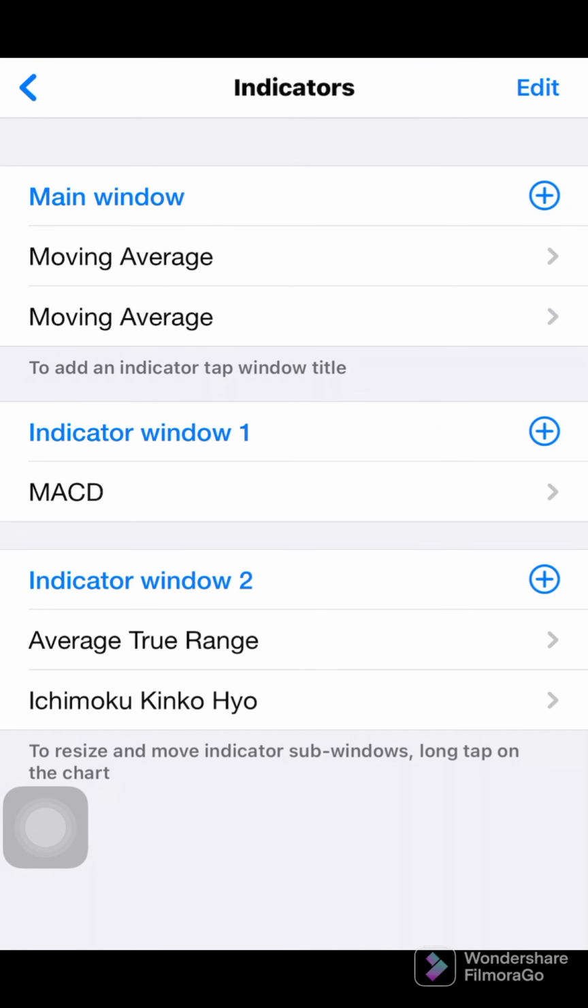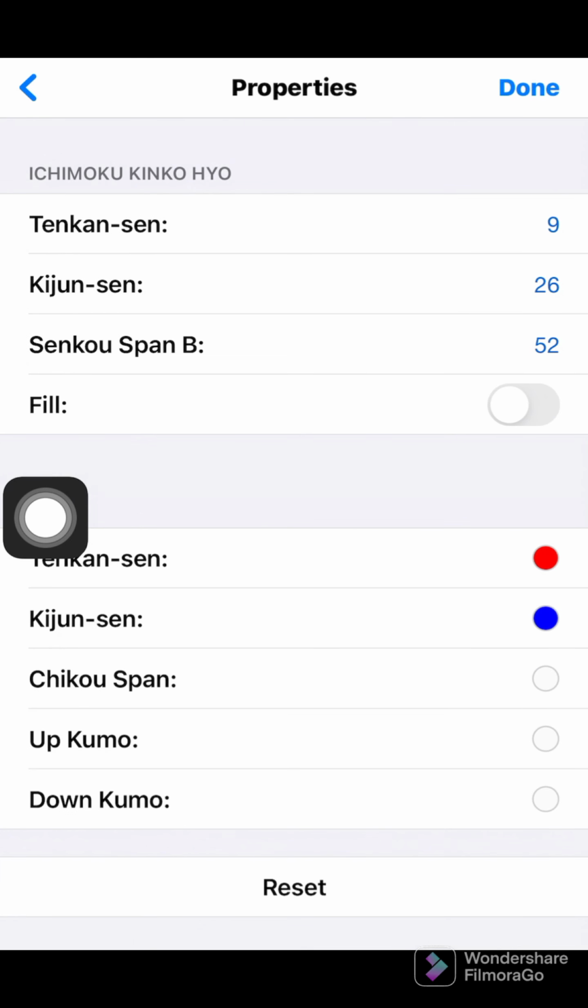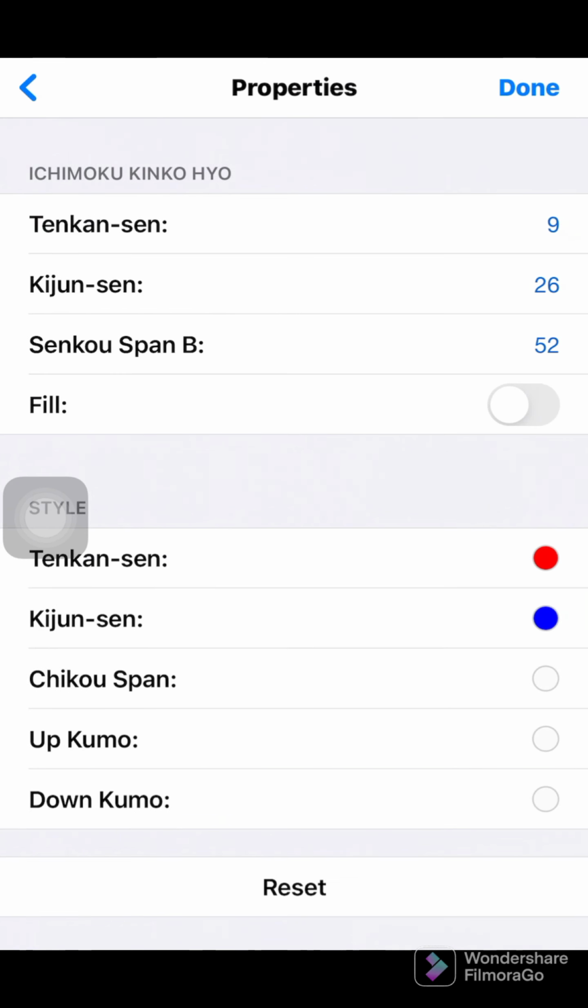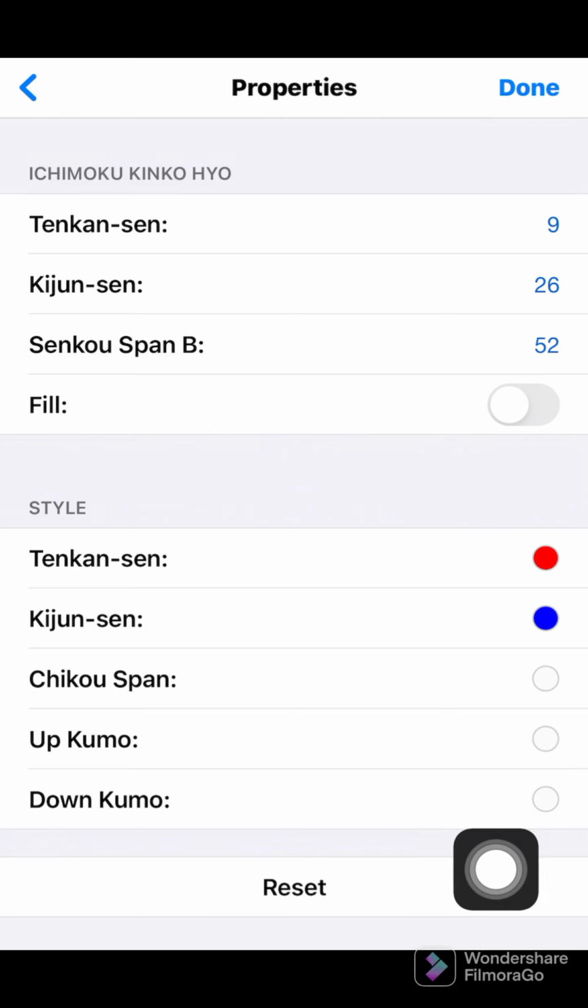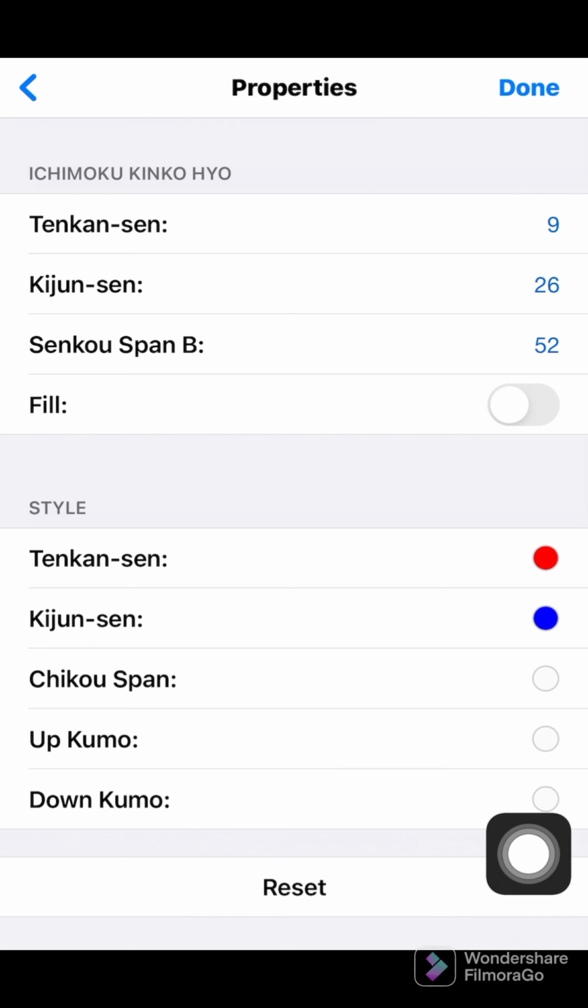In indicator 2, we have the average true range, period 14, no levels. This is the color; you can pick your own. And inside the average true range, you should include the Ichimoku with the following settings: Tenkan-sen 9, Kijun-sen 26, Senkou Span B 52, with Tenkan-sen style 1, Tenkan-sen red, and Kijun-sen blue.